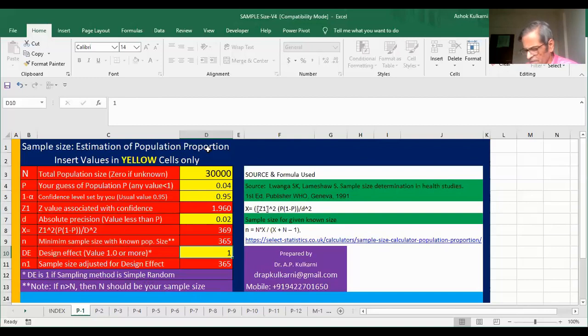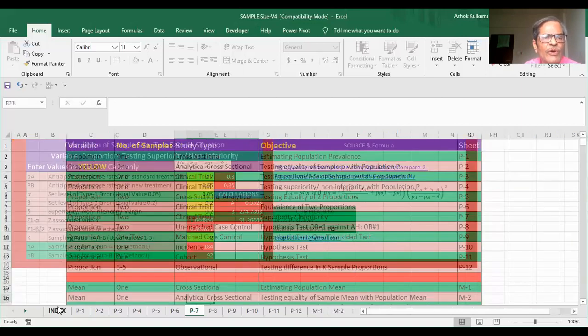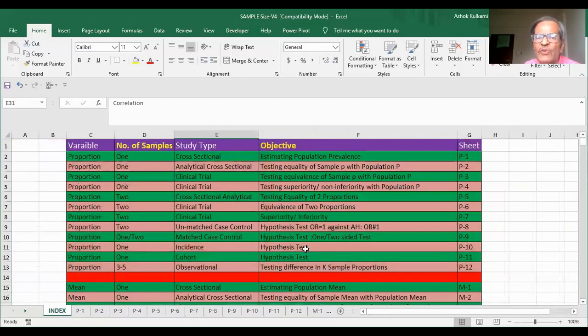Now suppose there is another example. You have to go to the index, and suppose you are dealing with a clinical trial. There are two samples, and it is a proportion, so it is like dealing with the cure rate or mortality rate. The clinical trial has a superiority hypothesis. So you go to sheet number P7.